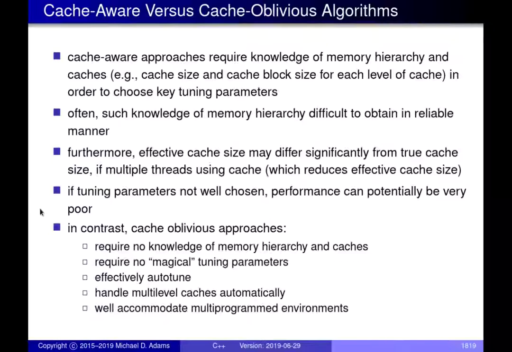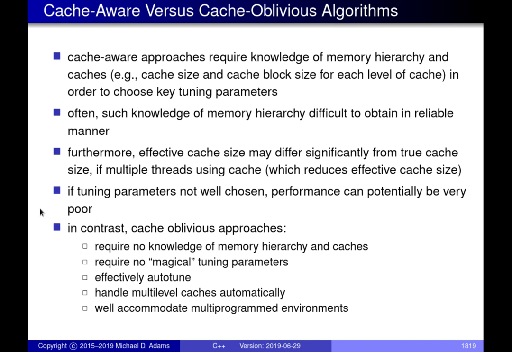So earlier I introduced the notion of cache-aware and cache-oblivious algorithms. And at this point, I just want to comment on the trade-offs between these two different approaches. With a cache-aware approach, you require full knowledge of the memory hierarchy and cache parameters such as cache size, cache block size, the level of associativity, and so on. And this knowledge is used in order to choose key tuning parameters for the cache-aware algorithm.